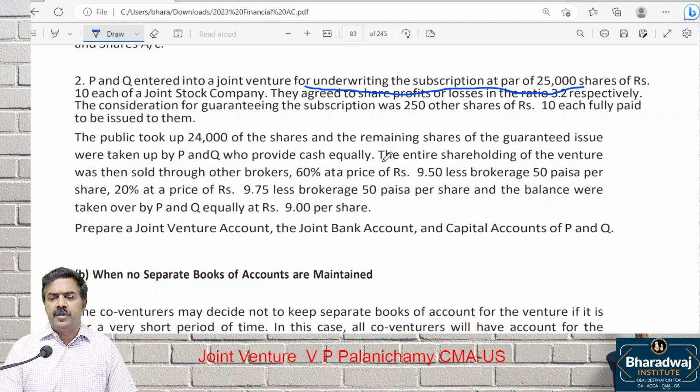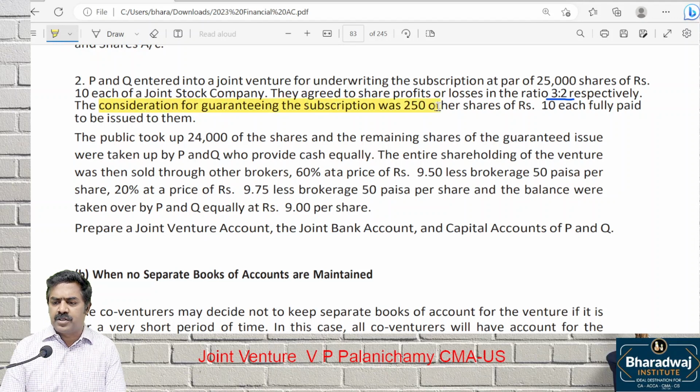P and Q entered into joint venture for underwriting subscription of how many shares? 25,000 shares of ₹10 each. They agreed to share the profits and loss in which ratio? 3:2 ratio. The consideration means the commission. Commission for guaranteeing the subscription is how much? 250 shares of 10 each. Commission is also given in the form of what? Shares. Then public took up how many shares?